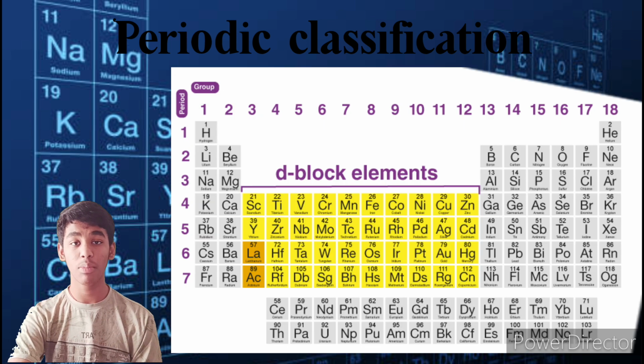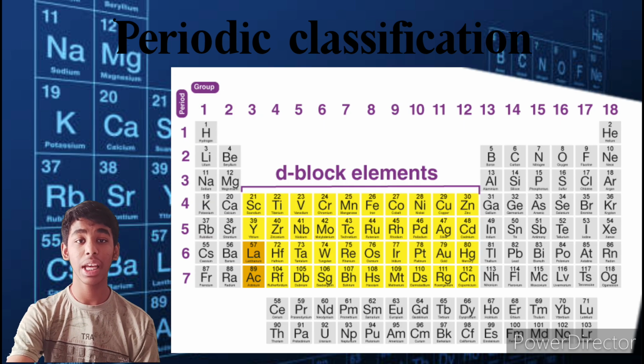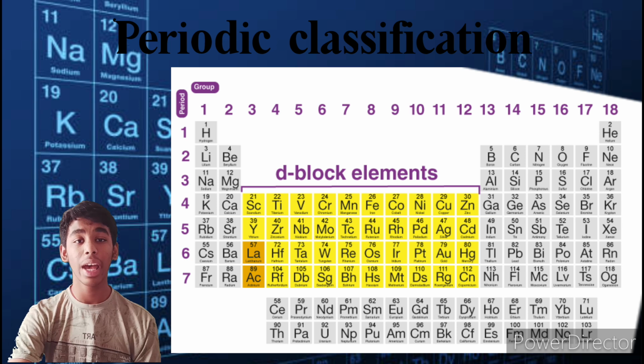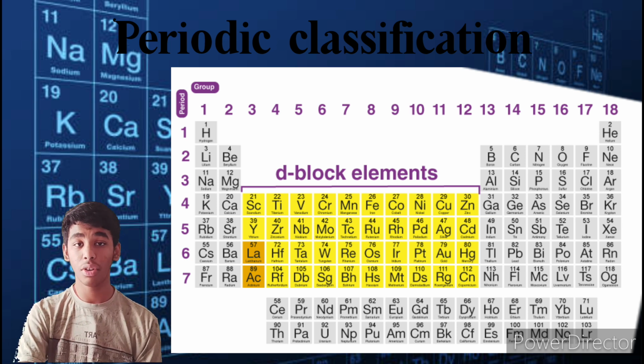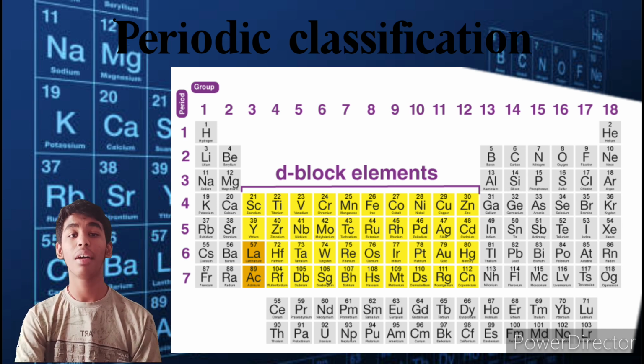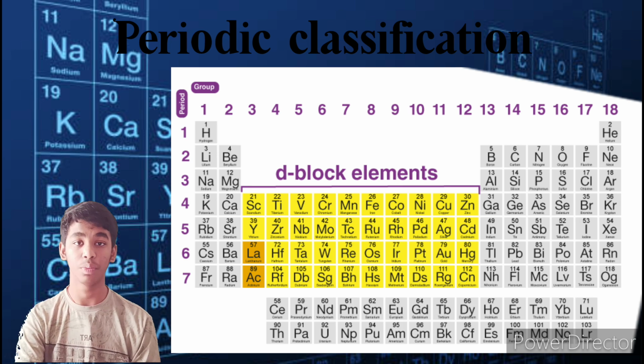Now let's go to the d block elements. The d block elements are all metals. Their properties are that they are hard and lustrous, but mercury is an exceptional case because it is a liquid at room temperature, and when you cool it, it becomes a solid. The common electronic configuration for the whole d block is (n-1)d1 to 10 ns0 or 2.